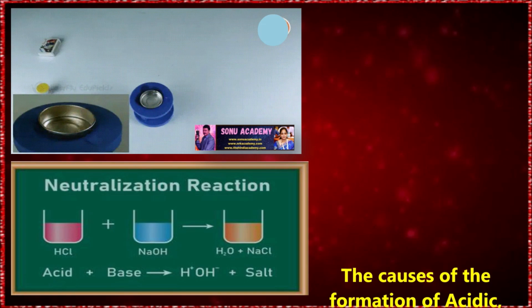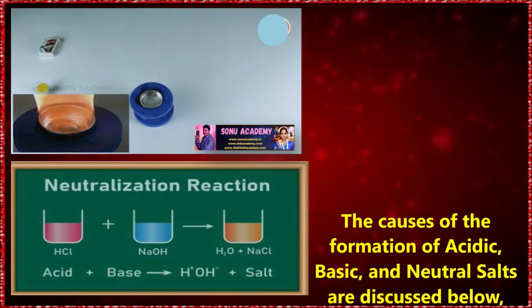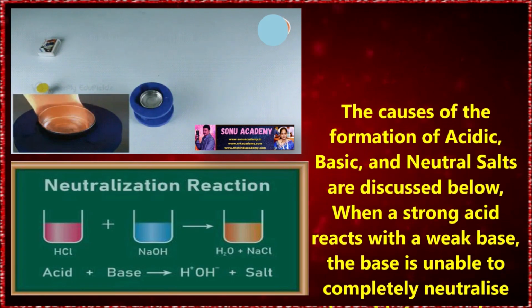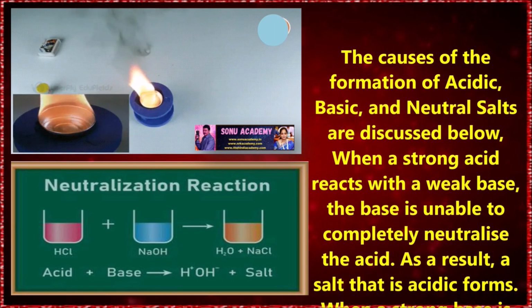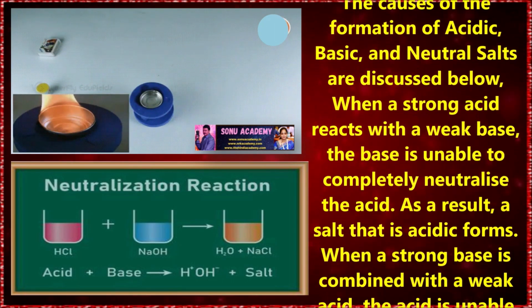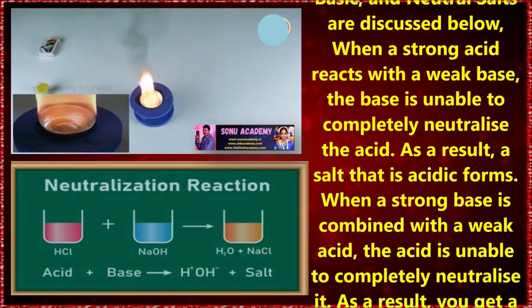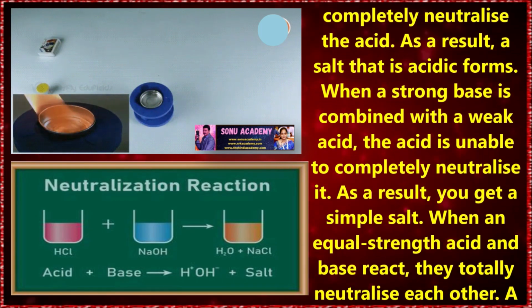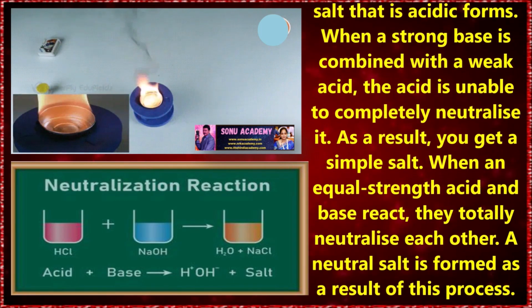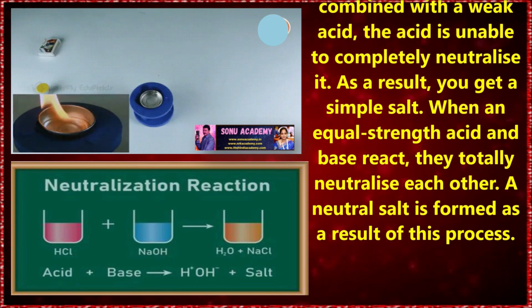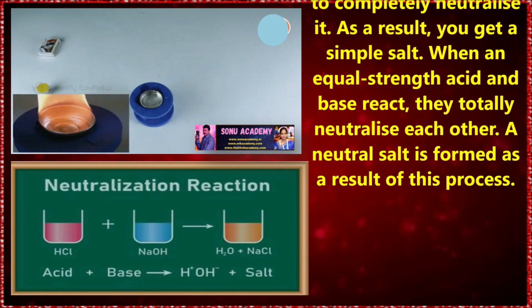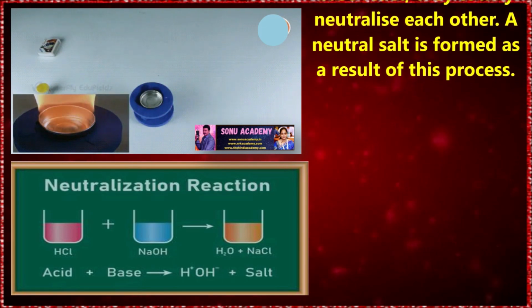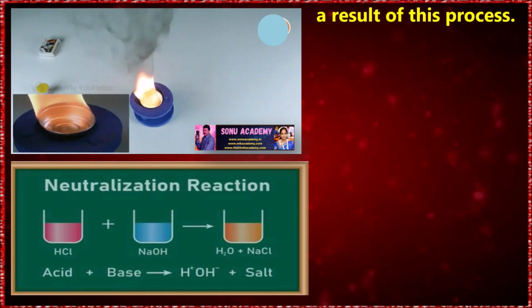Children, let us discuss what causes the formation of acidic, basic and neutral salts. The causes of the formation of acidic, basic and neutral salts are discussed below. When a strong acid reacts with a weak base, the base is unable to completely neutralize the acid. As a result, an acidic salt is formed. When a strong base is combined with a weak acid, the acid is unable to completely neutralize it. As a result, you get a basic salt. When an acid and a base of equal strength react, they totally neutralize each other. A neutral salt is formed as a result of this process.